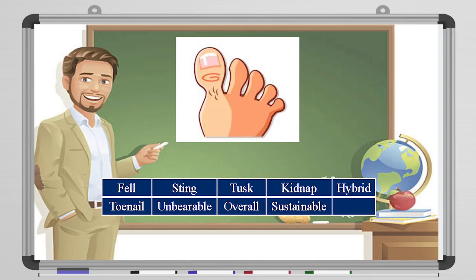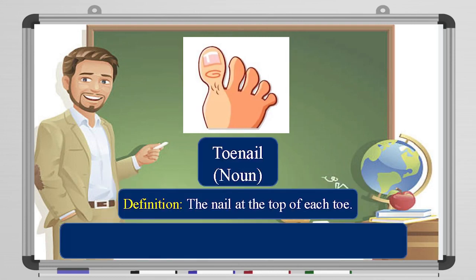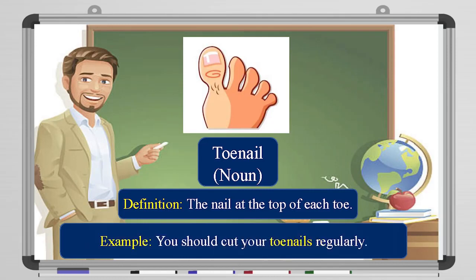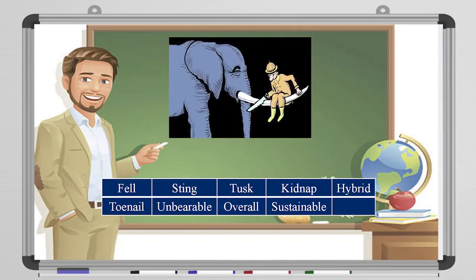Come on, this is very easy. I'm sure you got it. It is, of course, toenail. Toenail is a noun, and it is the nail at the top of each toe. So for example, you should cut your toenails regularly. So let's look at the next word.